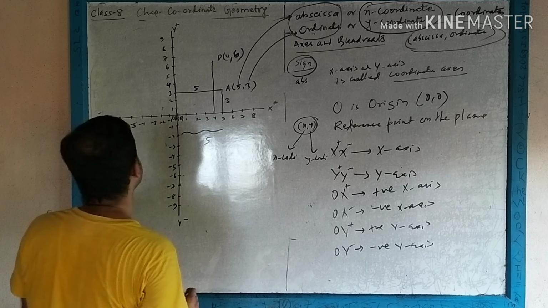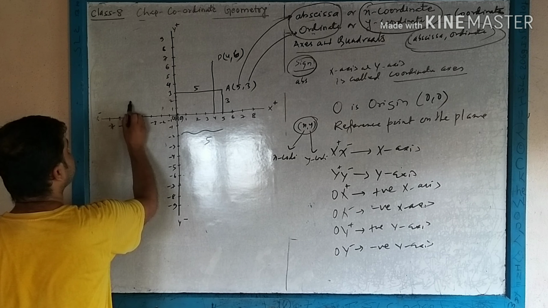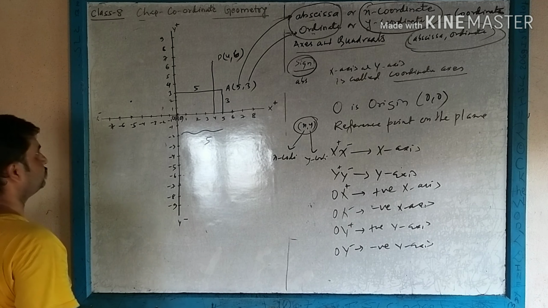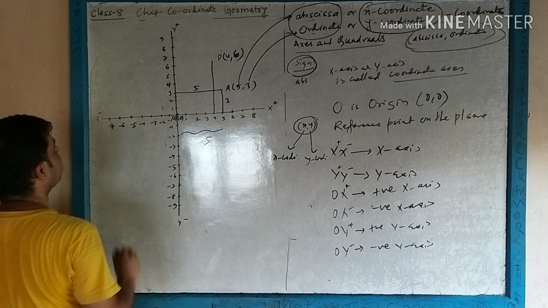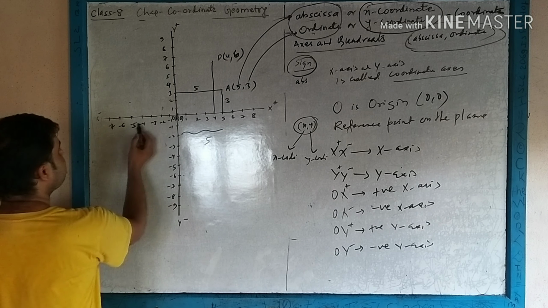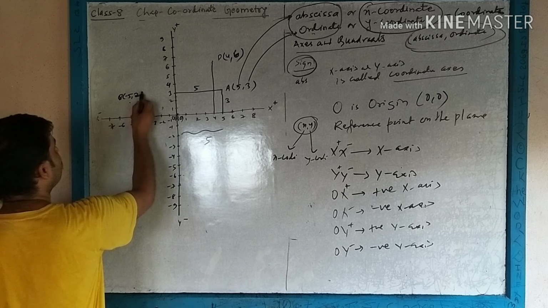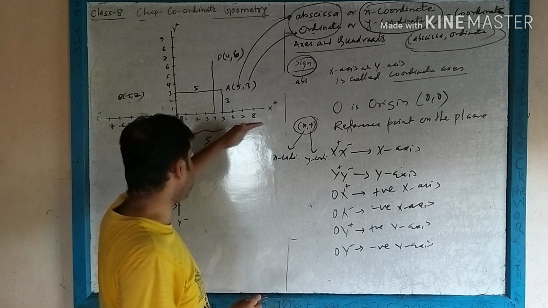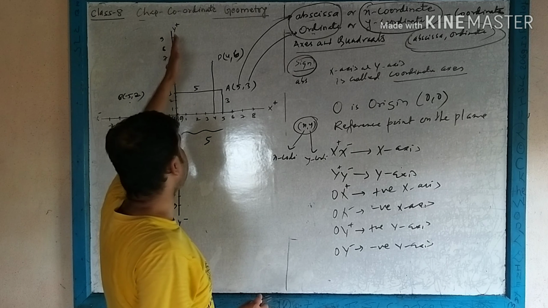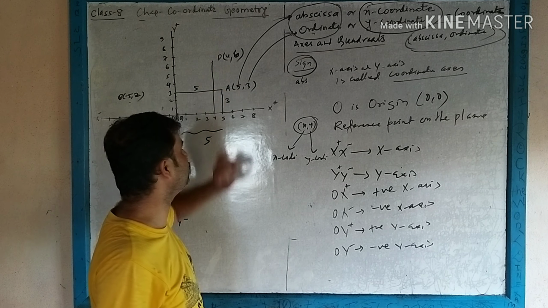And what are the coordinates of the point over here? This is minus 5 comma 2. If I say Q, it is minus 5 comma 2. This is the positive x-axis and positive y-axis, so in this region both the abscissa and ordinate are positive.